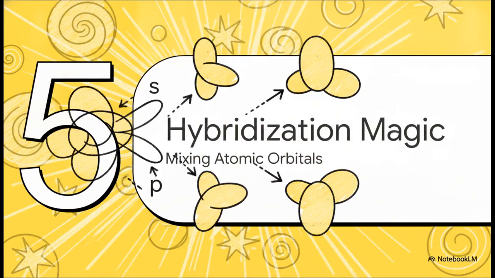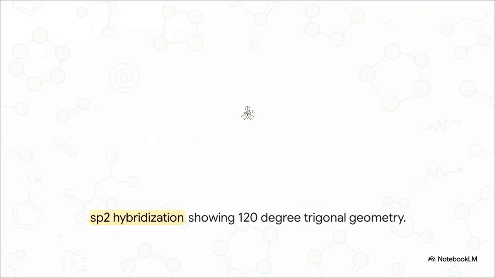Finally, section 5, the magic of hybridization. Okay, welcome to the true architectural wing of this explainer, Pauling's genius concept of hybridization. What happens when an atom's pure s and p orbitals just aren't cutting it for a specific bond? Well, it mixes them. It's literally like mixing red and white paint to get the perfect shade of pink.